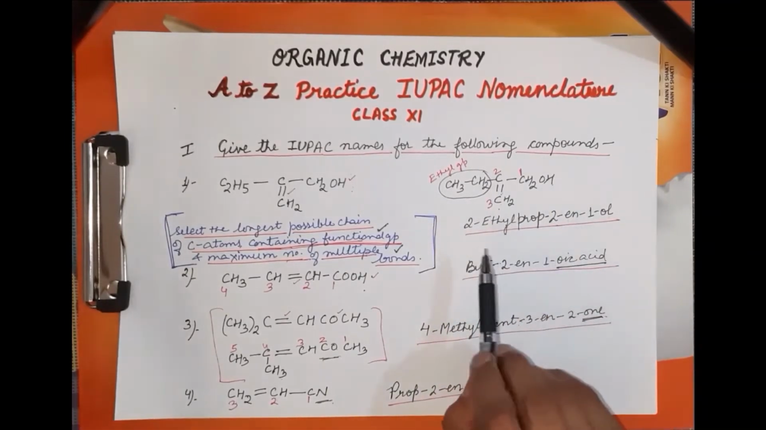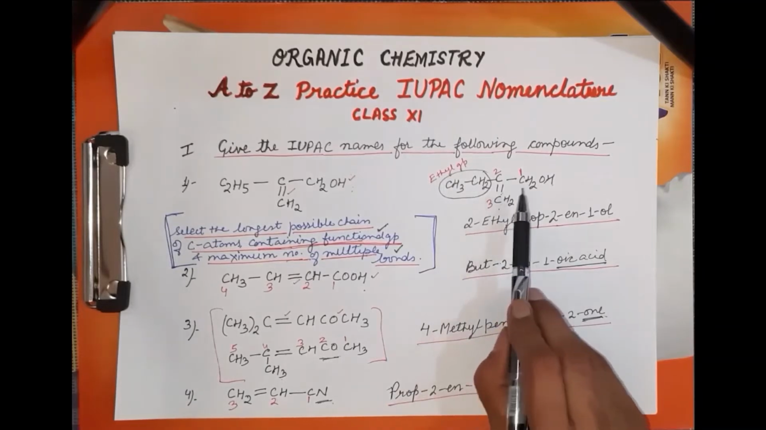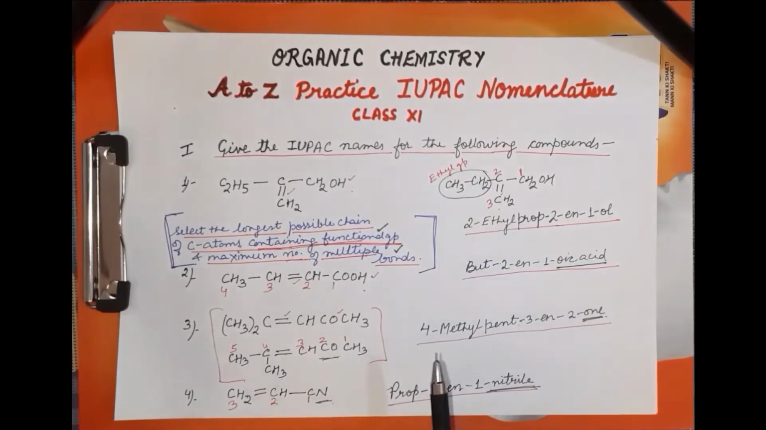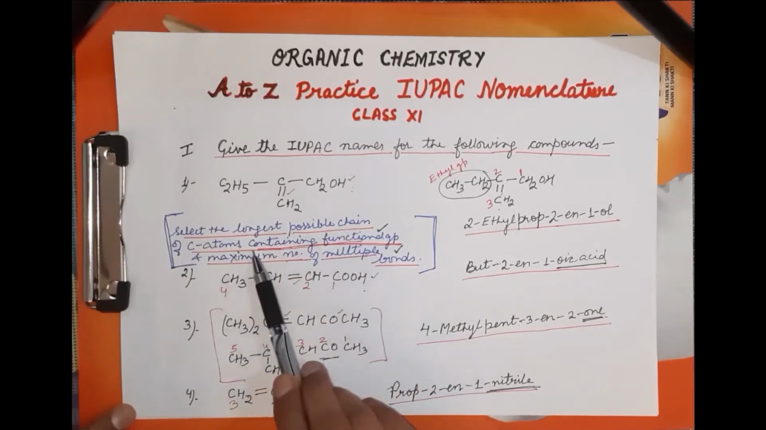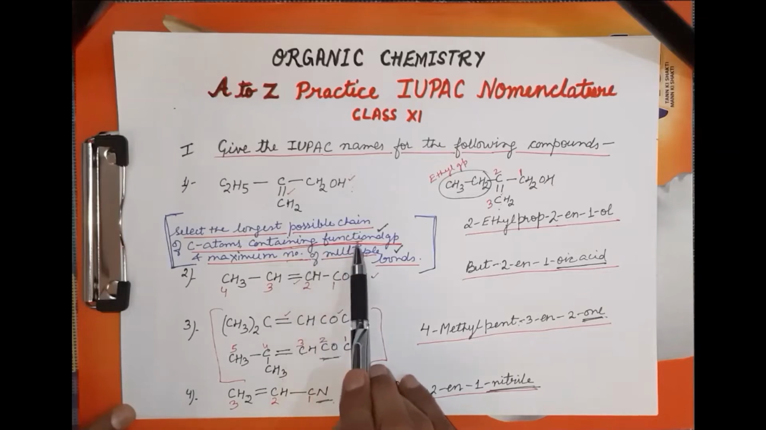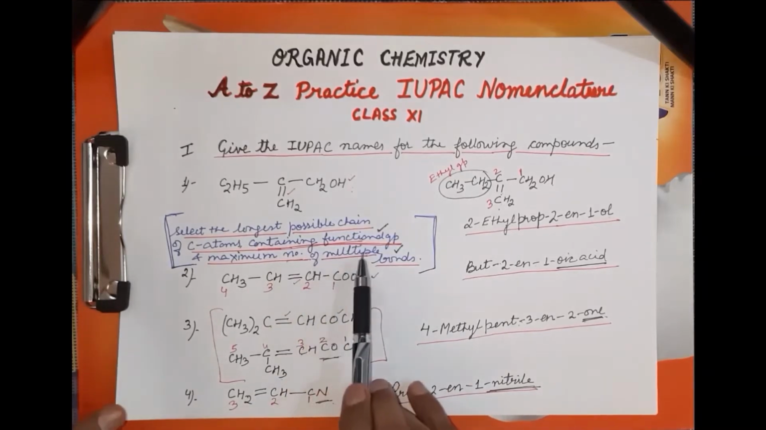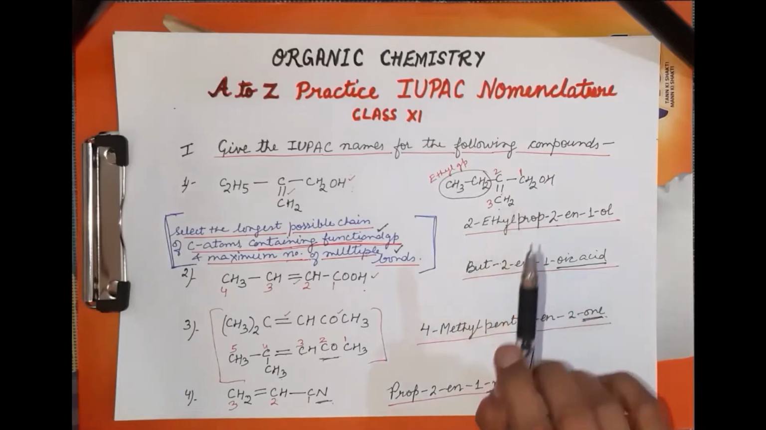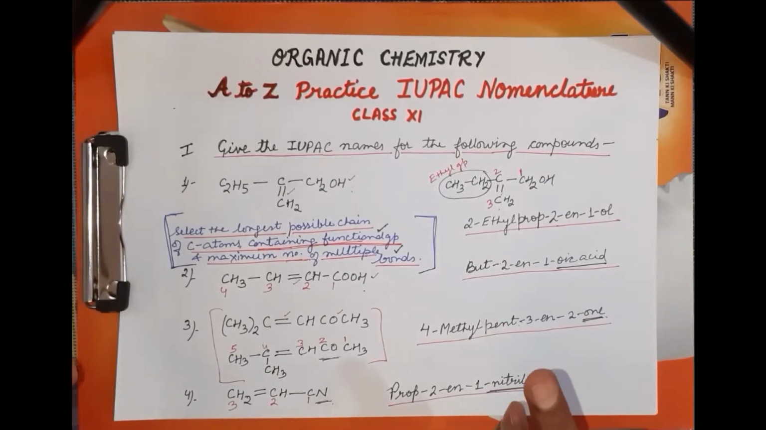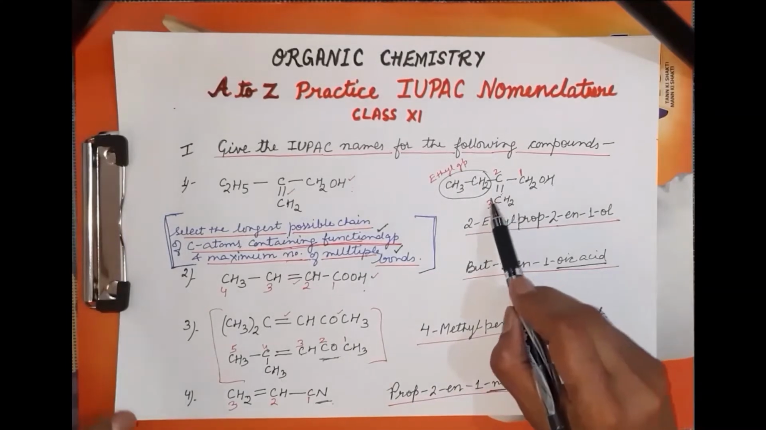Now what we have to do is select the longest possible carbon atom chain. All the rules I have discussed in my earlier videos, but again I will repeat. In this case we have to select the longest possible chain of carbon atoms which contains the functional group and the maximum number of multiple bonds. So we have to select the longest carbon atom chain which has both the functional group as well as this double bond.